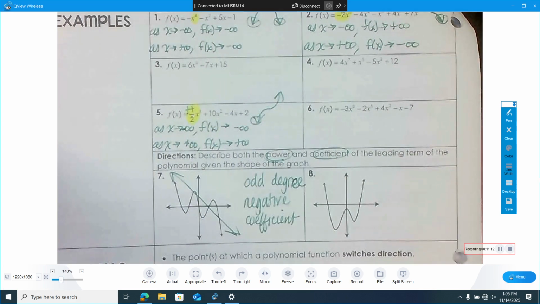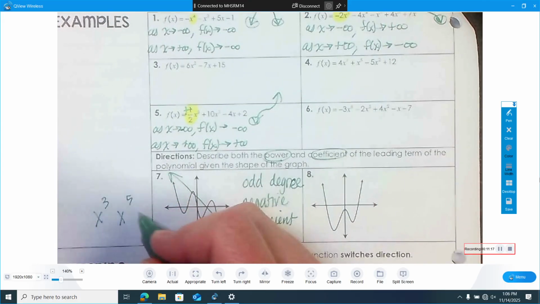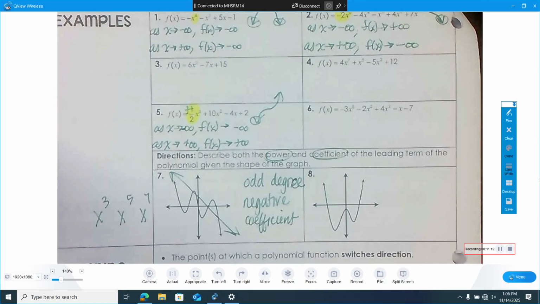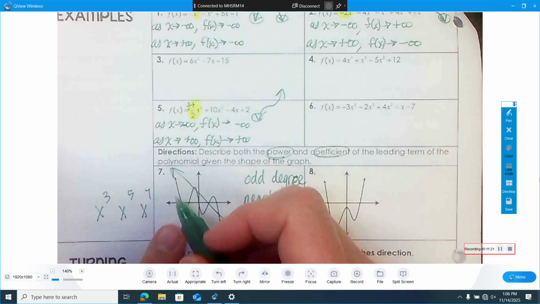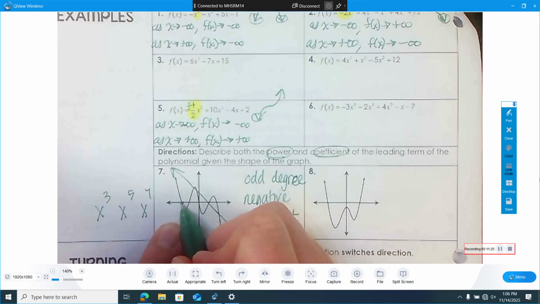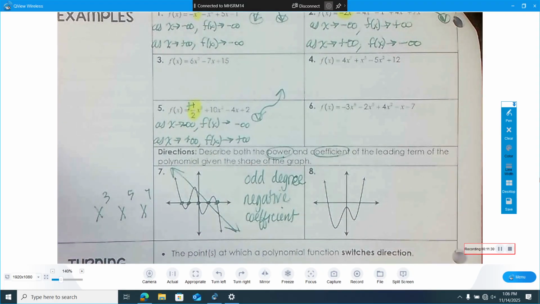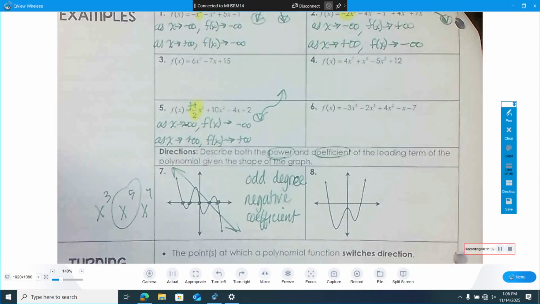Okay. Do you think that this would be x to the third, x to the fifth, x to the seventh? Fifth? So, interesting, you can count 1, 2, 3, 4, 5. How many zeros does it have? So 5, it could be 5. Because that's how many times it crosses the axis. Yeah, interesting. All right, 8.